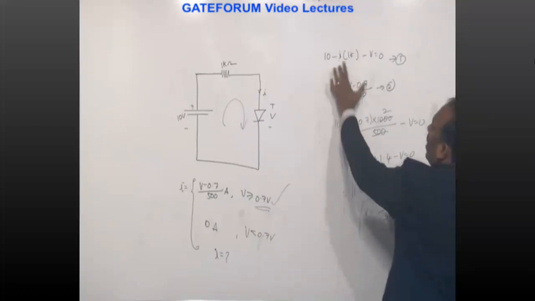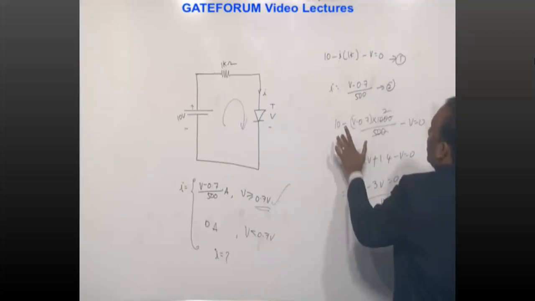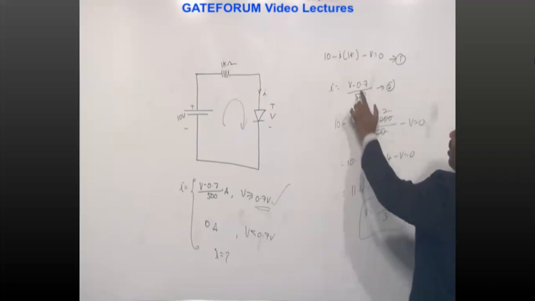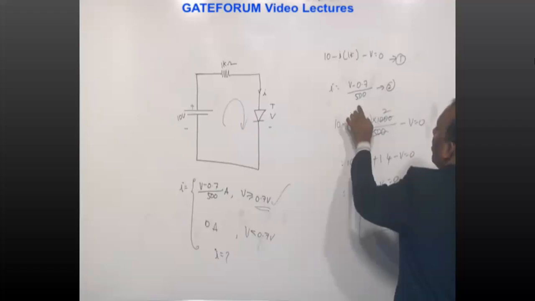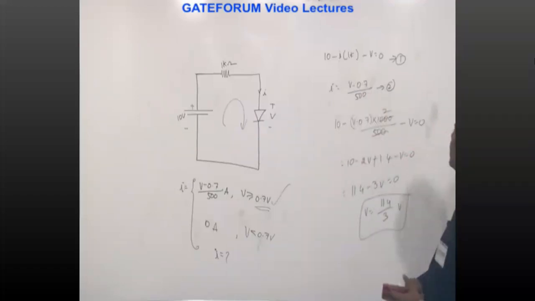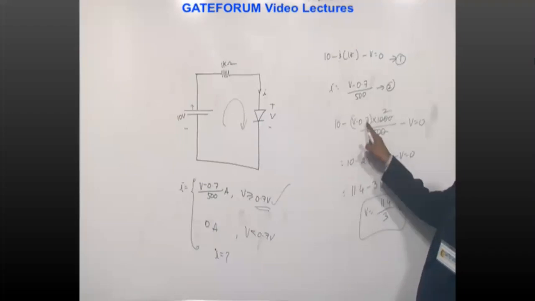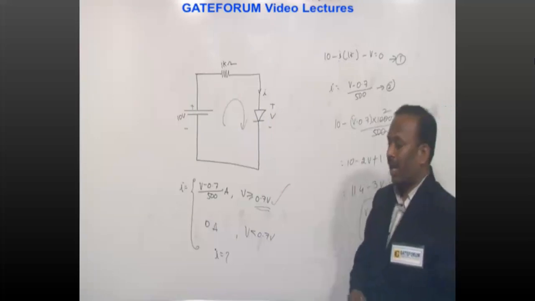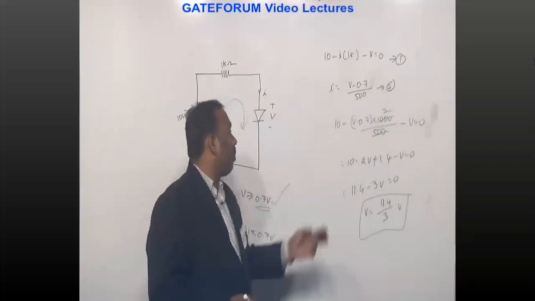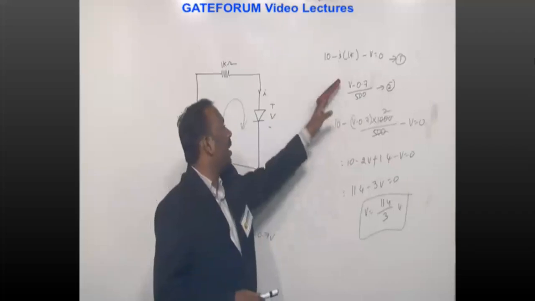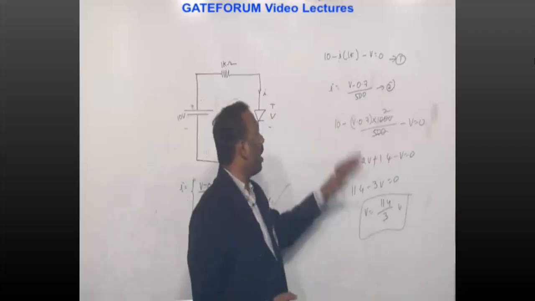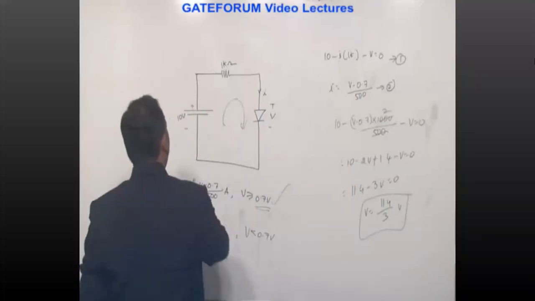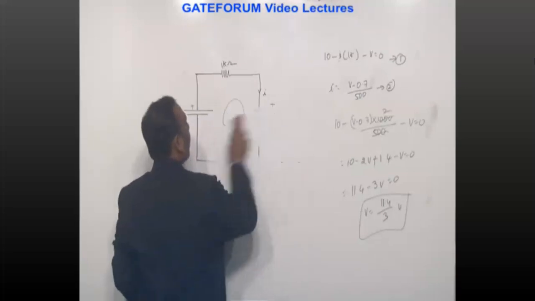Once again, there are two unknown variables. Substituting I as (V minus 0.7) by 500 and 1K as 1000, we get 10 minus 2V plus 1.4 minus V equals 0. Simplify this and you get V. But the problem asks for I, so substitute V here and you will get I. The current value is 6.2 milliamperes.